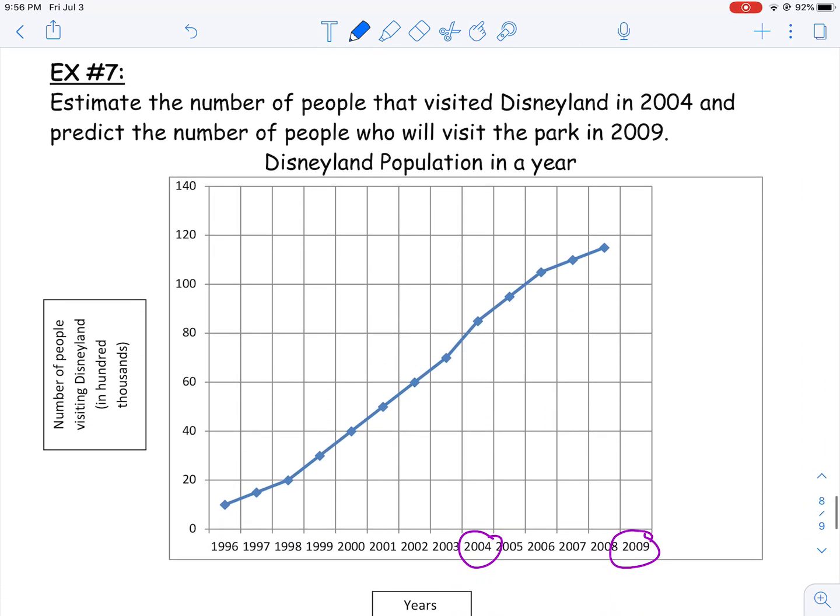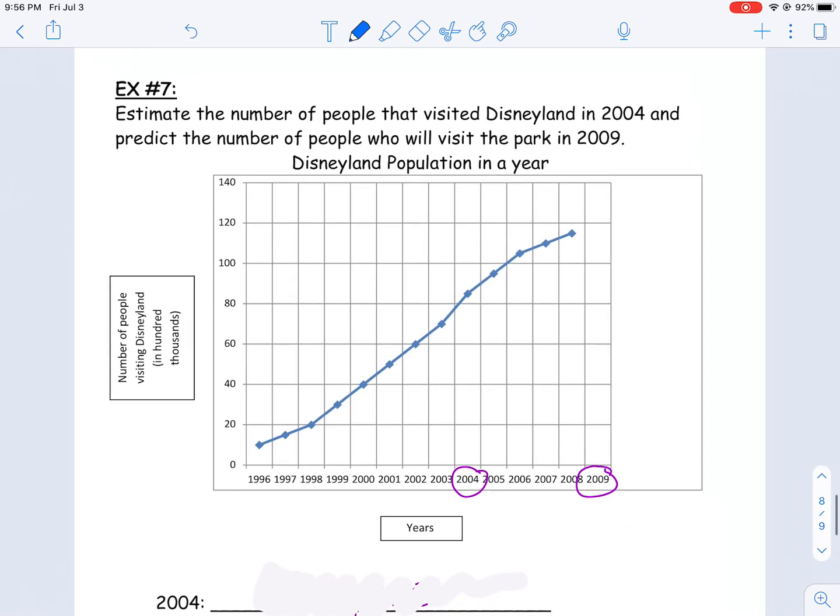All right, another one that they give us in this section is looking at a graph and evaluating the graph, using the graph to estimate some values. It asks us in example number 7 to estimate the number of people that visited Disneyland in 2004 and predict the number of people who will visit the park in 2009. So this is an old example. The Disneyland population in a year is given in this graph. We'll list on the bottom a couple of the different years, and on the y-axis, it gives you the number of people visiting Disneyland in hundreds of thousands.